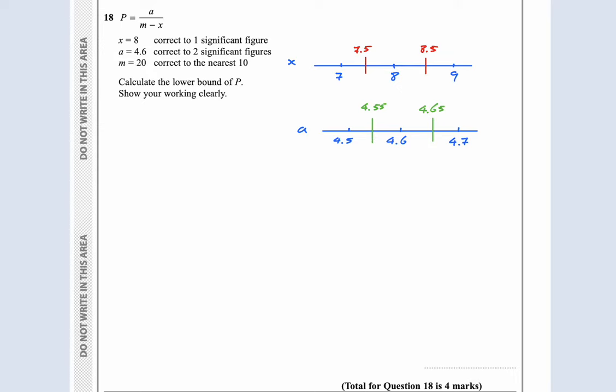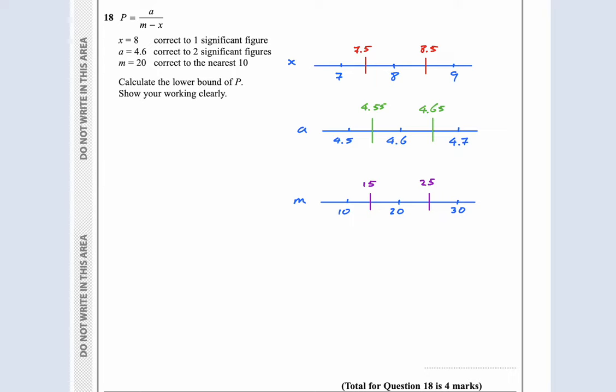Finally, m is 20 to the nearest 10. So 20, that means the next one up, because it's to the nearest 10, is 30. And the next one down is 10. The middle of this guy is 25. The middle of this guy is 15. Upper bound and lower bound.